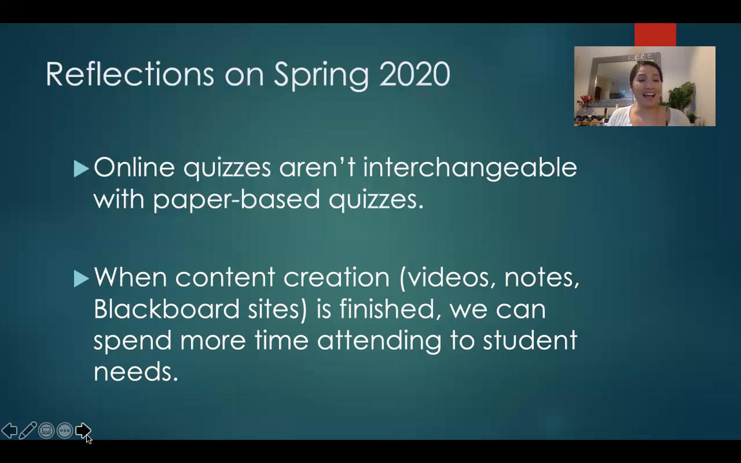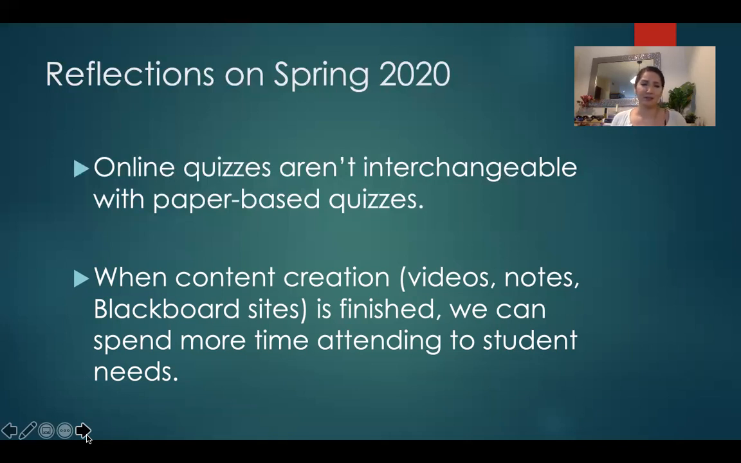Just the practical requirements of making 108 videos for one class and 113 videos for another and 41 videos for another, and then corresponding notes and Blackboard sites and corresponding quizzes. And then getting the paper-based homework that they were submitting via email, downloading all those files, and just scanning through them and grading for completion. It just took a lot of time.